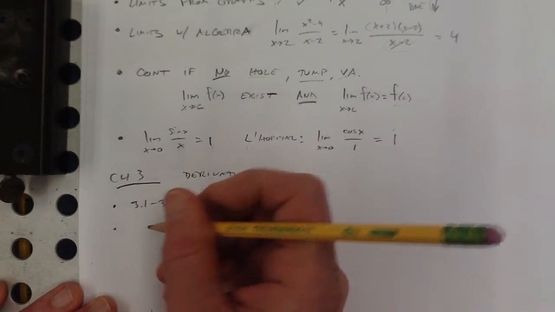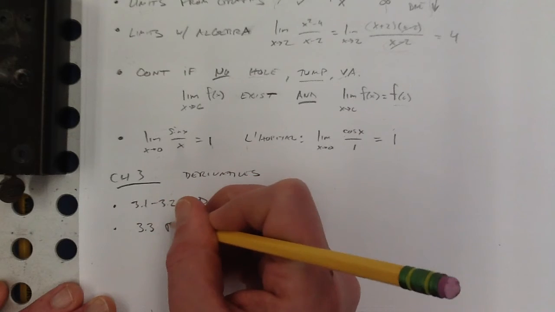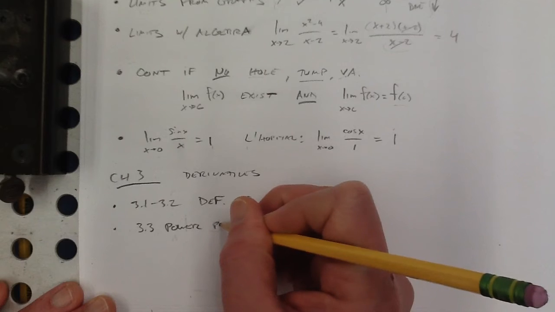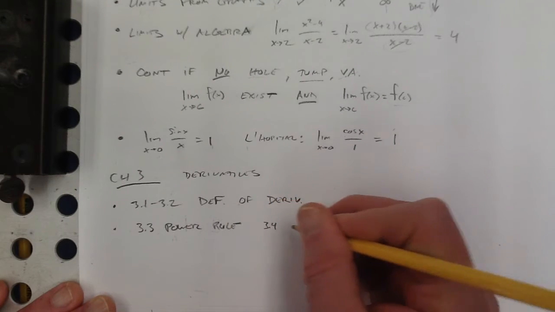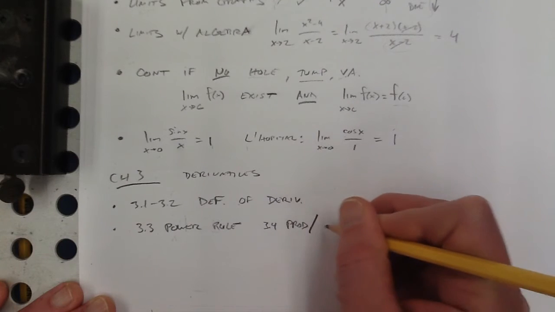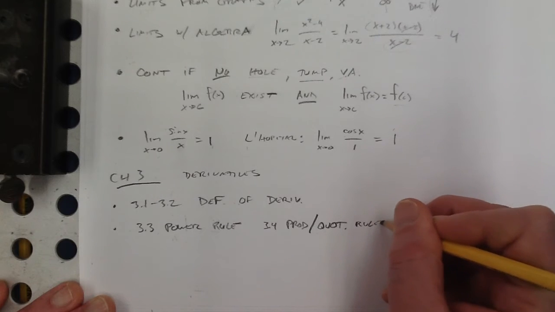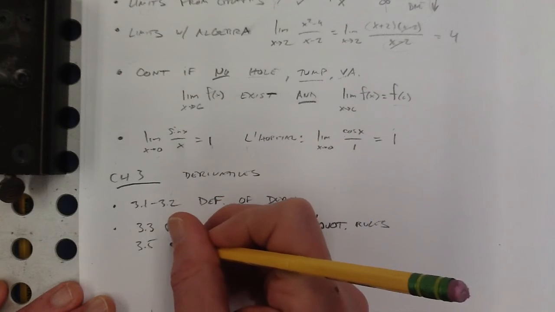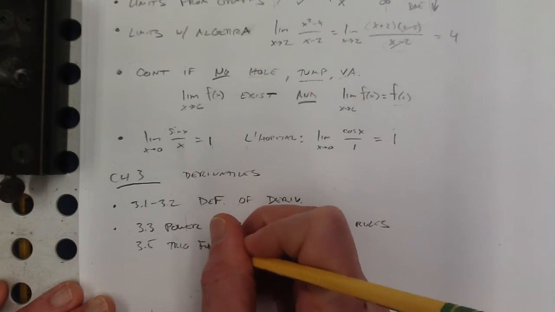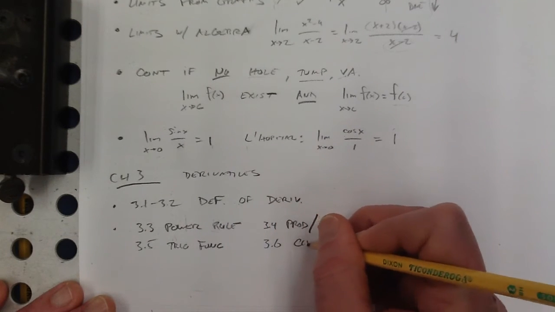And then in 3.3 through 3.6, we got some derivative rules. 3.3 is the power rule. That's the one that says take the exponent, bring it down to the front, and then knock the exponent down by 1. Section 3.4 was the product and the quotient rules. Section 3.5 was the derivative of trig functions. Better have those memorized. And section 3.6 was the chain rule.